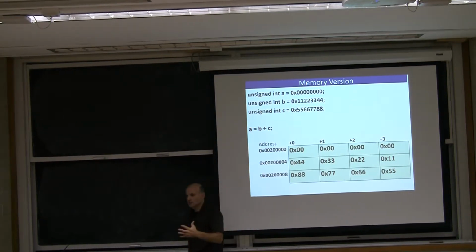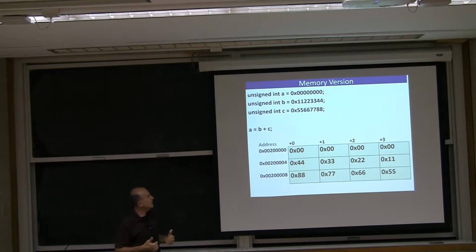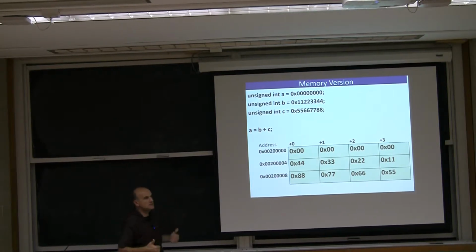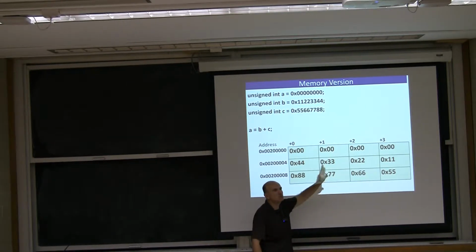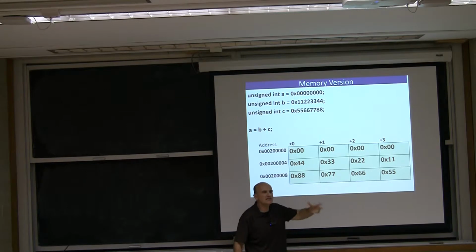Okay. Second thing, notice that as a programmer, I wrote A, B, and C. And I know that these are meant to be 32-bit numbers. When I look at memory, this is just a sea of boxes with bytes and values in there. There is nothing in memory that tells you this is A, B, and C. This is interpretation.